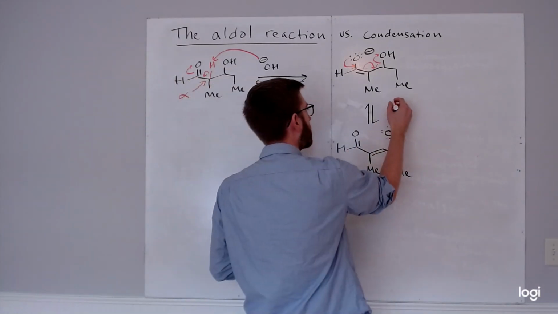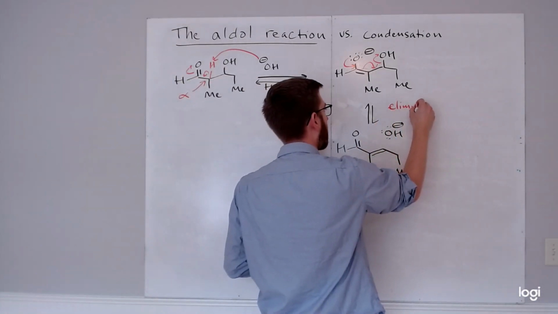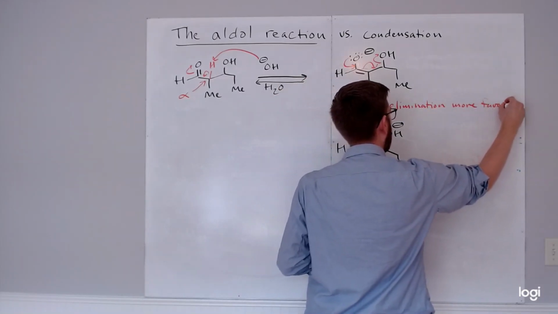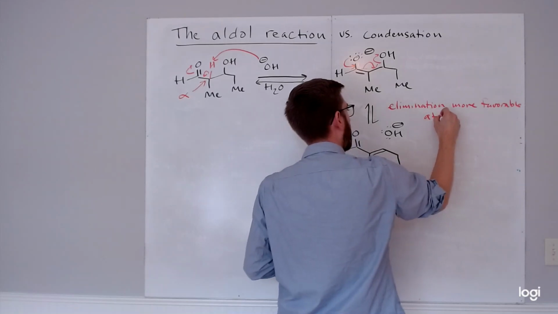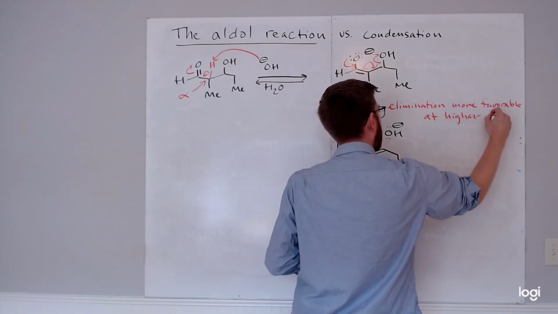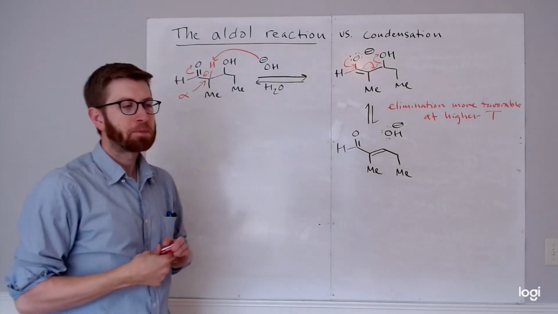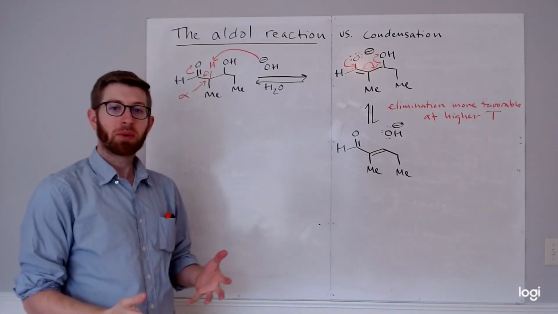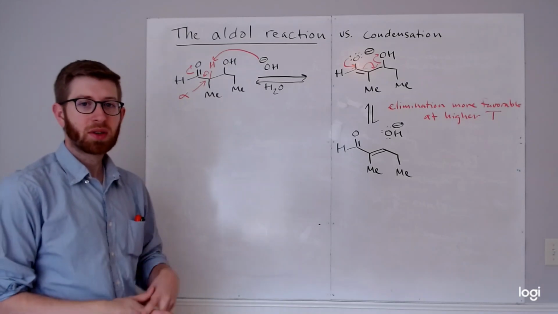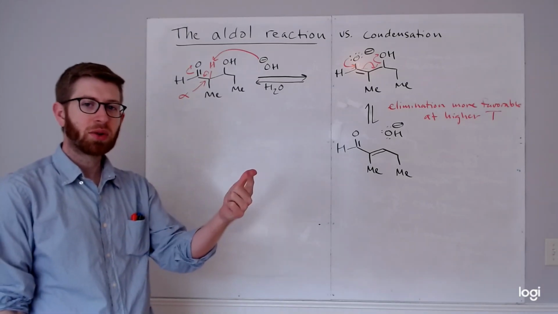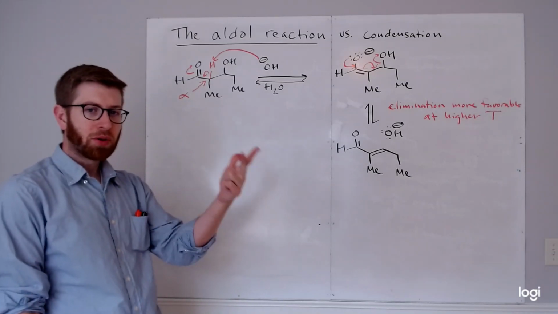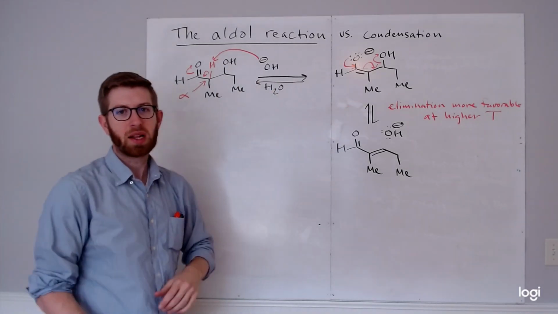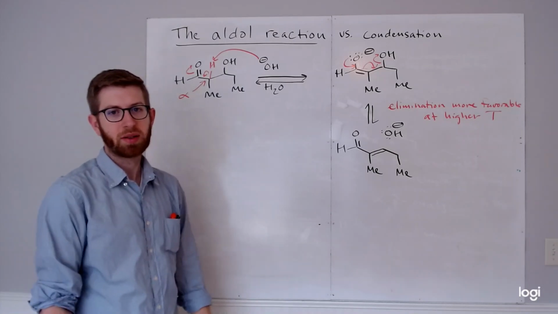So our elimination is more favorable at higher capital T for temperature. Okay, so we've gone through our Aldol condensation mechanism. Remember, it's both the Aldol reaction, so enolate formation, addition to an aldehyde electrophile, protonation of O minus, those three steps, and then these two. That's the whole mechanism for the Aldol condensation reaction.